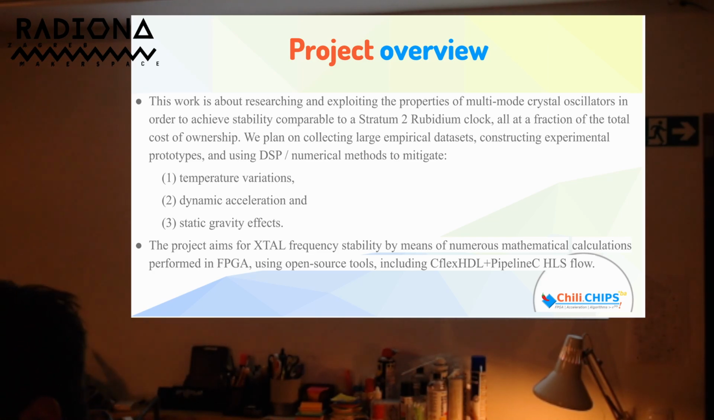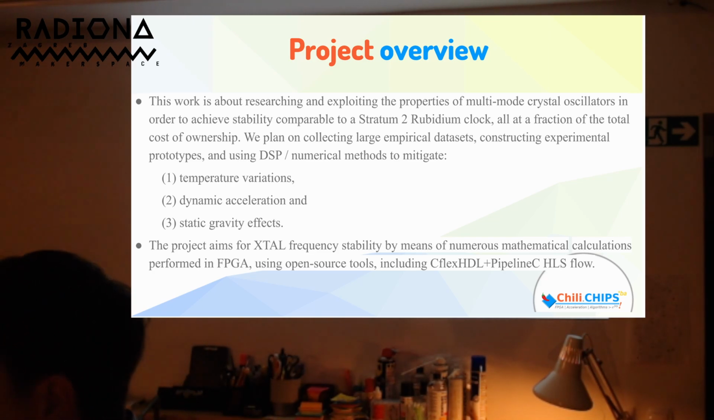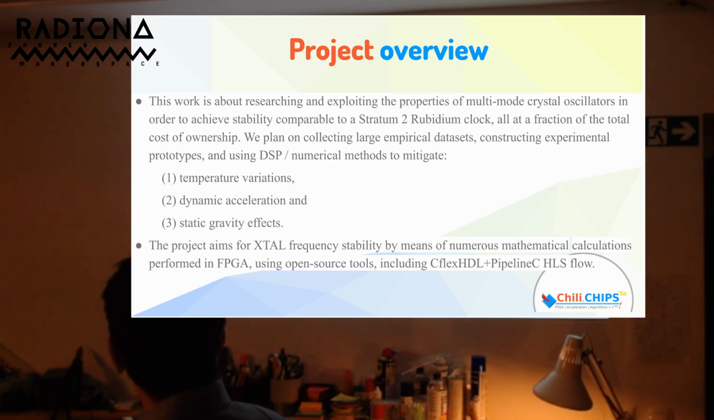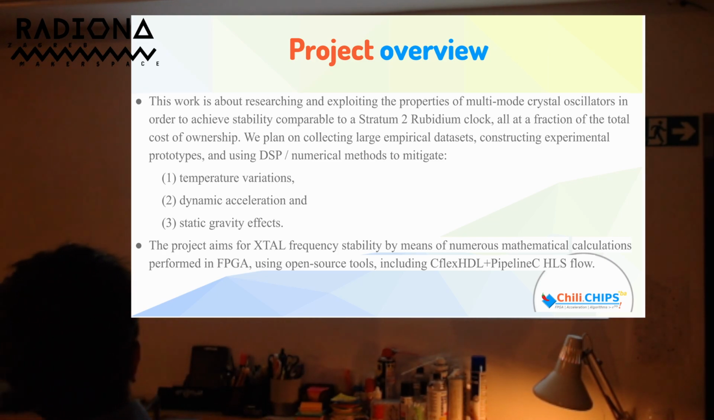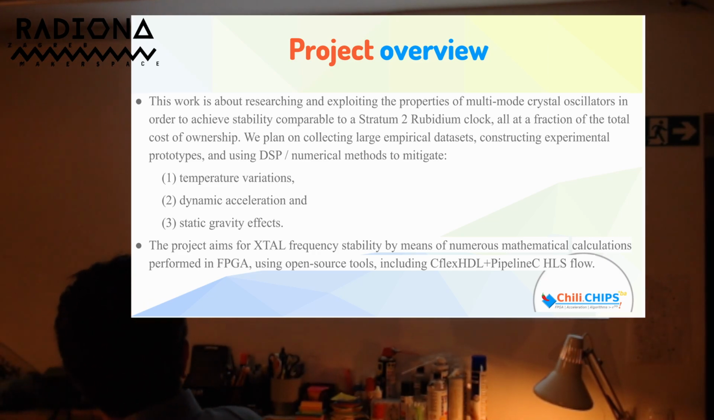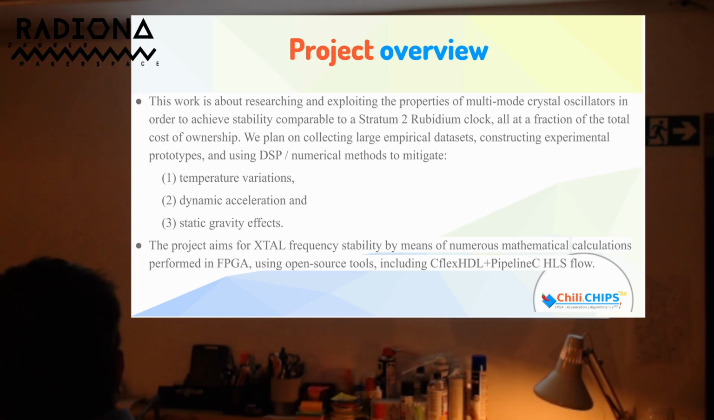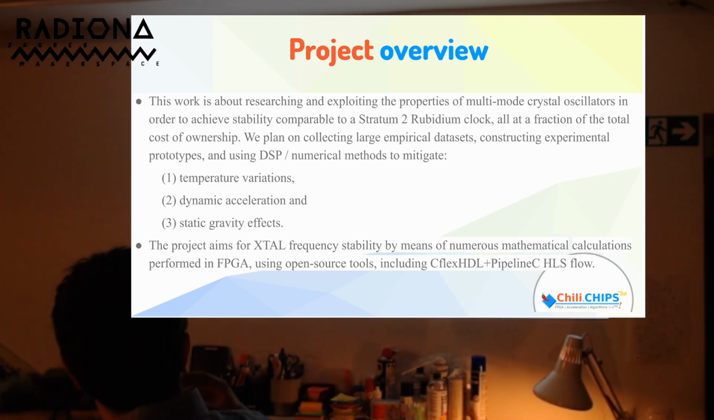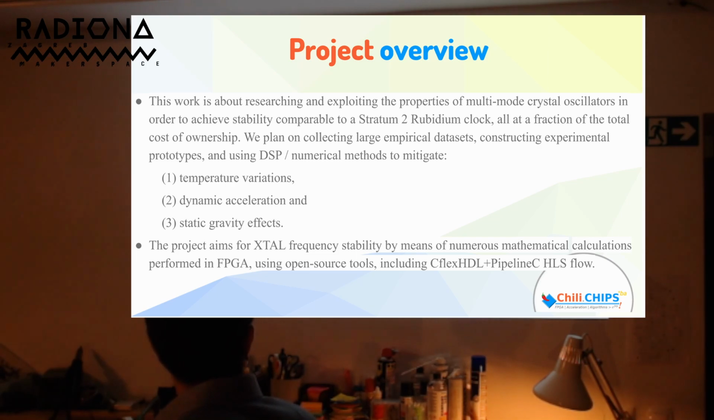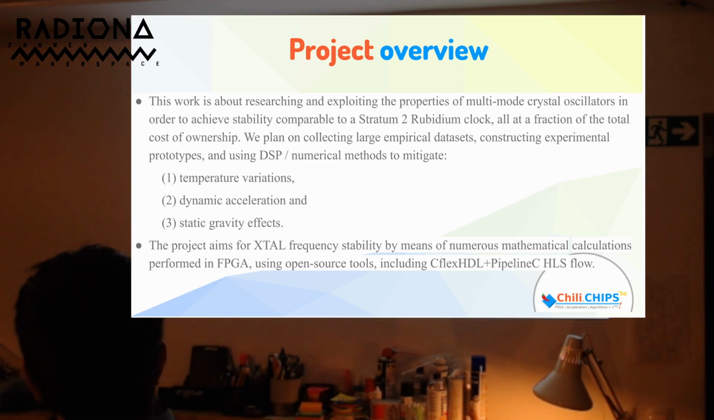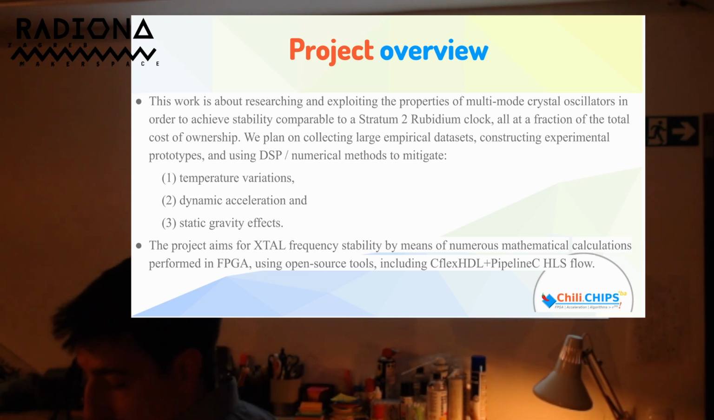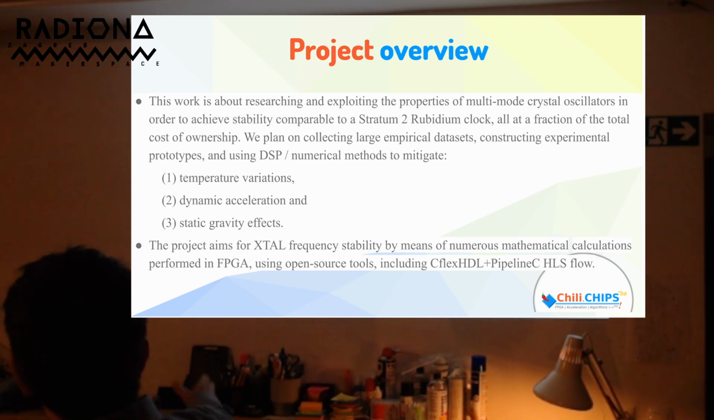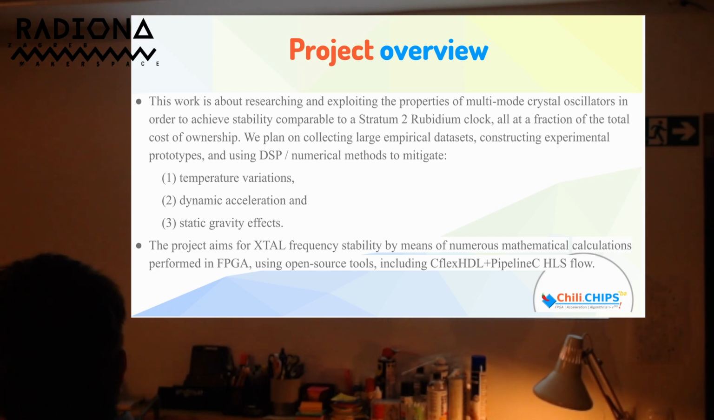So this work is about achieving and exploiting the properties of a normal multi-mode crystal oscillator, that can be bought commercially and is pretty cheap, to achieve a stability comparable to a stratum 2 rubidium clock. That's really expensive and is used when you need a really high precision clock, all at a fraction of the total cost. So we plan on collecting a large empirical data set, constructing empirical prototypes using DSP and numeric methods to mitigate all of the things I have mentioned before, like the temperature variations and other effects.